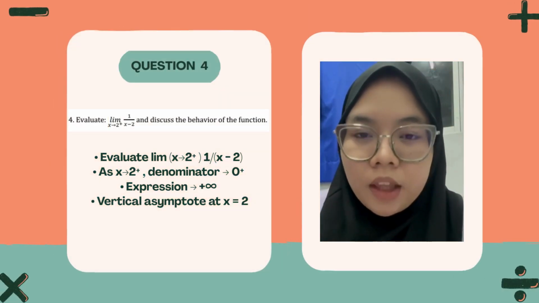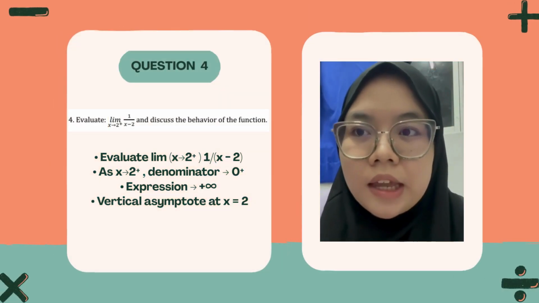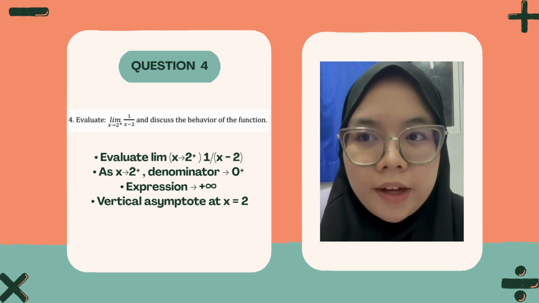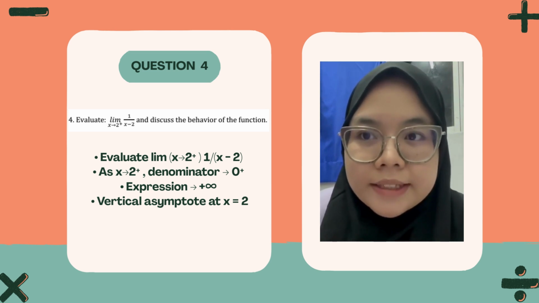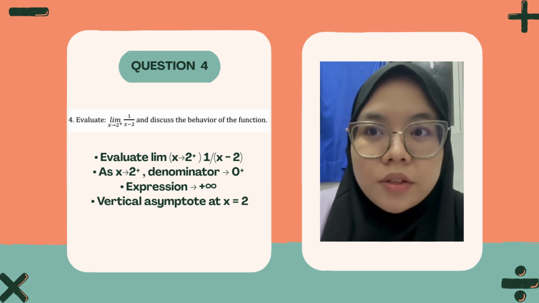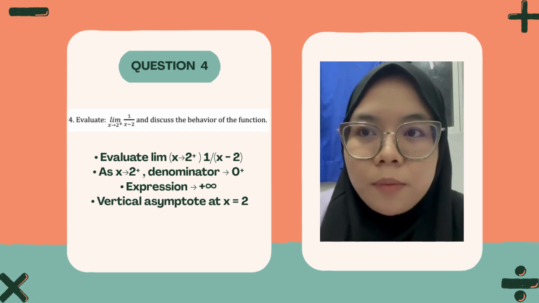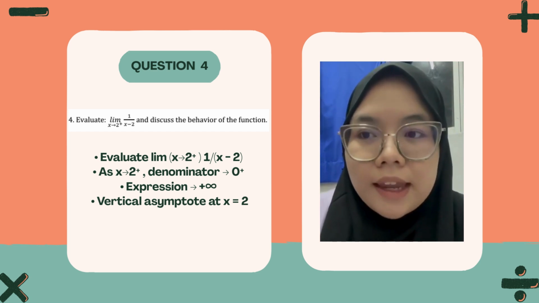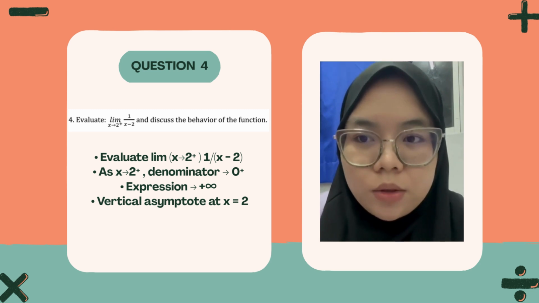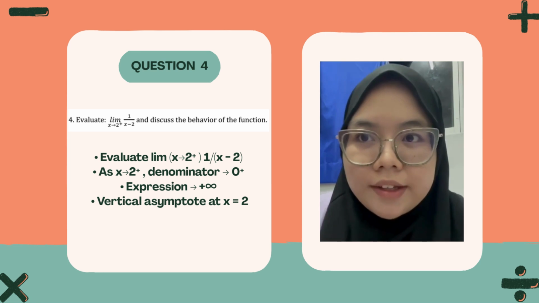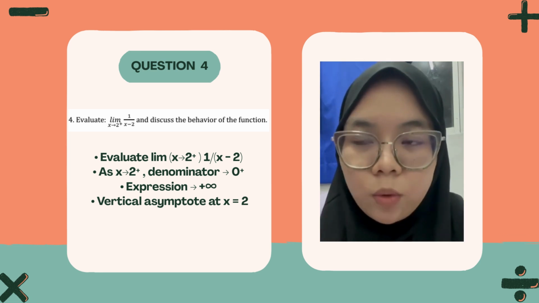Limits problem number 4. The first one is evaluate the limit as x approaches 2 from the right of 1 over (x minus 2). As x approaches 2 from the right, the denominator tends to 0 from the positive side. Then the expression goes to positive infinity. There is a vertical asymptote at x equals 2.